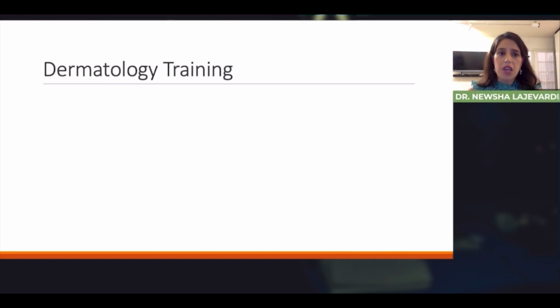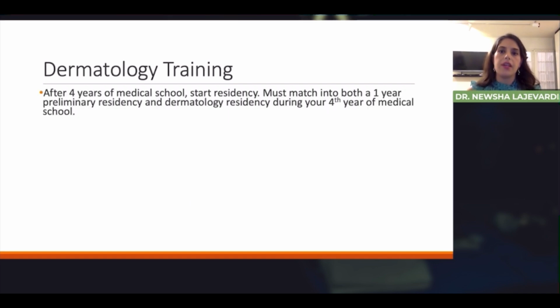All right, so dermatology training. This is basically what it takes to be a dermatologist after medical school. After 4 years of medical school, we start our residency. For dermatology, we have to match into both a 1-year preliminary residency, which you can think of as sort of like a general residency, and then the dermatology residency itself is 3 years.